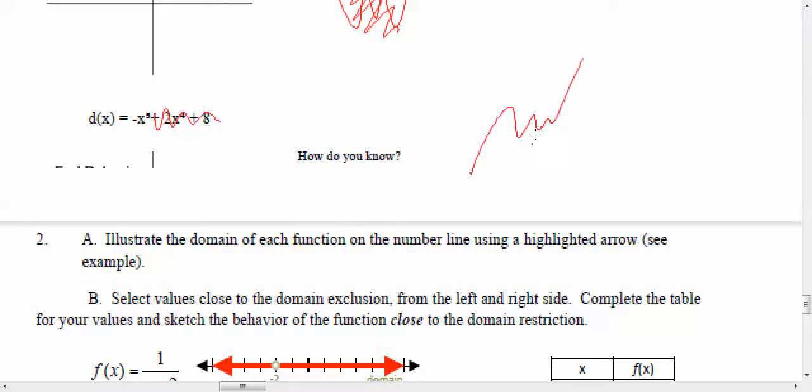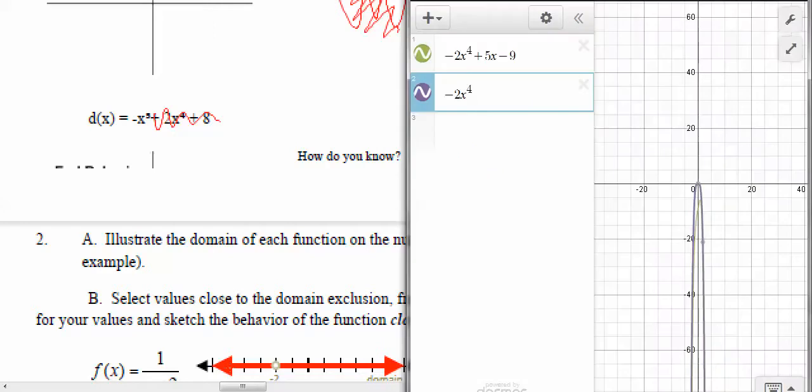I don't really care what the inside looks like, but it's negative, so I know that it's probably going to be looking something like this. Here's the x-axis. Here's the y-axis, and my graph is going to go up to infinity on the left side, but down to negative infinity on the right-hand side. Why don't we try graphing that and seeing if that works?